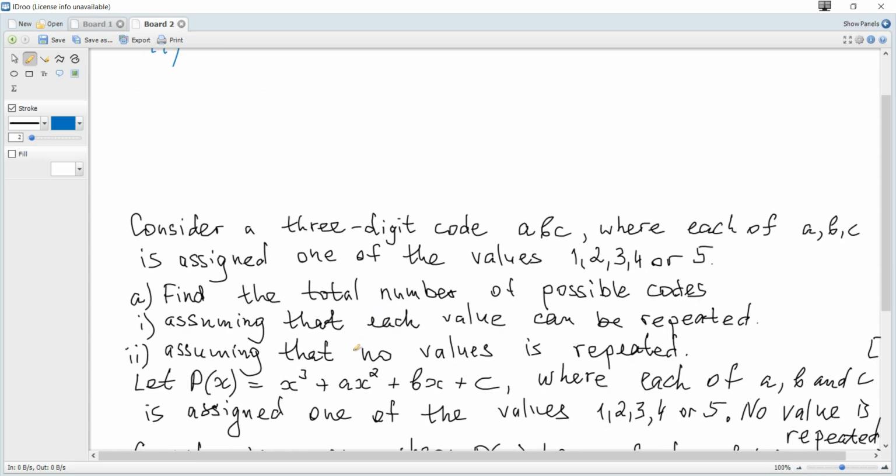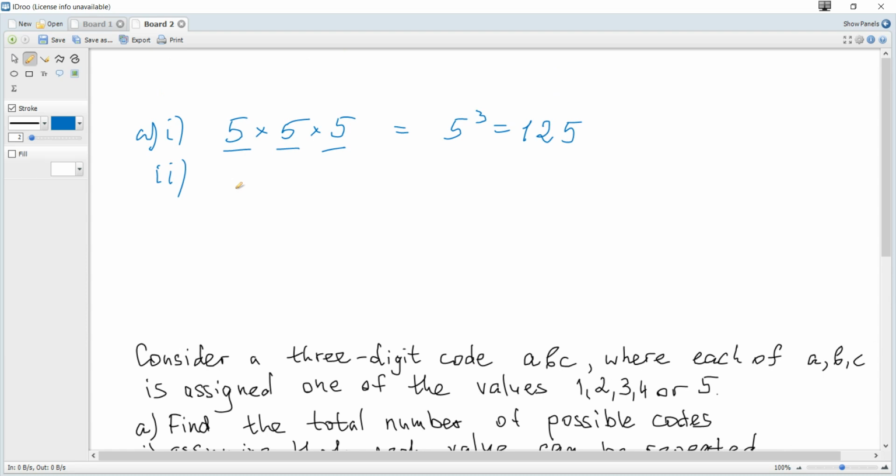The second situation assuming that no value is repeated, and at the first place it is possible that there may be any of these 5 numbers, so there are 5 variants, and since values cannot be repeated, at the second place it may be any of the remaining 4 values, so there are 4 variants, and at the third place there may be any of the remaining 3 numbers.